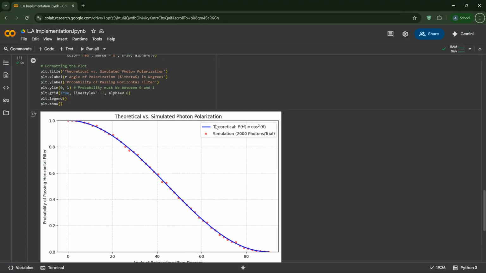The blue line is the pure mathematical prediction. The theoretical cos squared curve derived entirely from our vector projection and the Born rule. The red dots are the results of our simulation. Each dot represents the average outcome of 2000 individual quantum mechanical coin flips at a specific angle. The beauty of this graph is undeniable. The chaotic random outcomes of thousands of individual quantum measurements perfectly conform to the elegant, predictable mathematical curve.